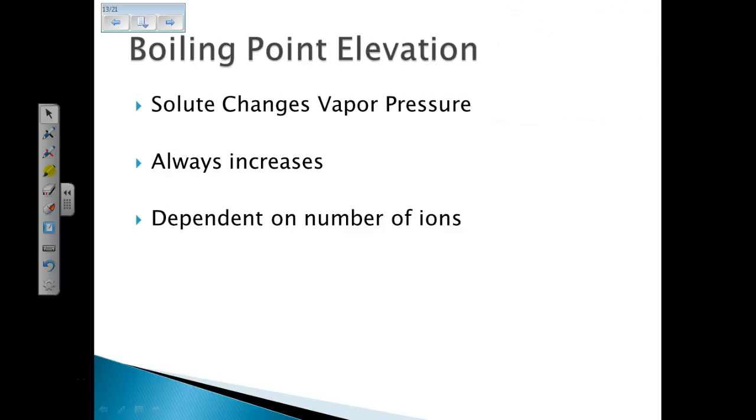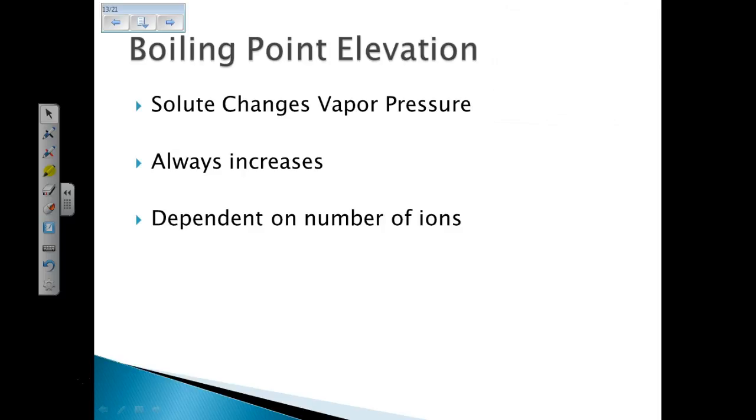Because we know that the solute, or by having a solution, the solute can change the vapor pressure. What that does is that will always cause an increase in the boiling point, because now we're decreasing the vapor pressure, and by decreasing the vapor pressure, that means that the boiling point is going to raise up. So boiling point elevation is a phenomenon caused by adding a solute into a solvent by creating a solution.